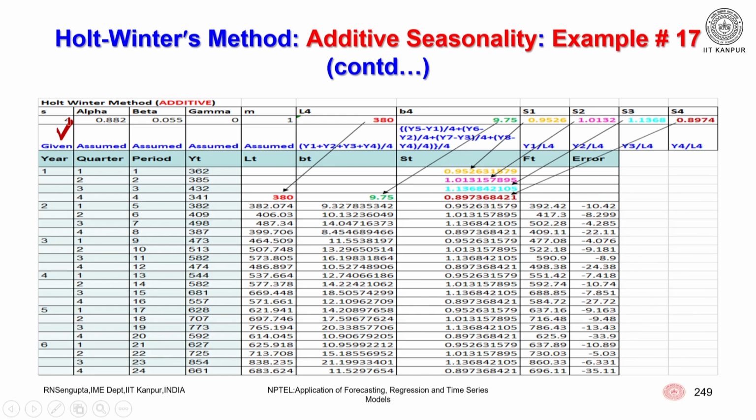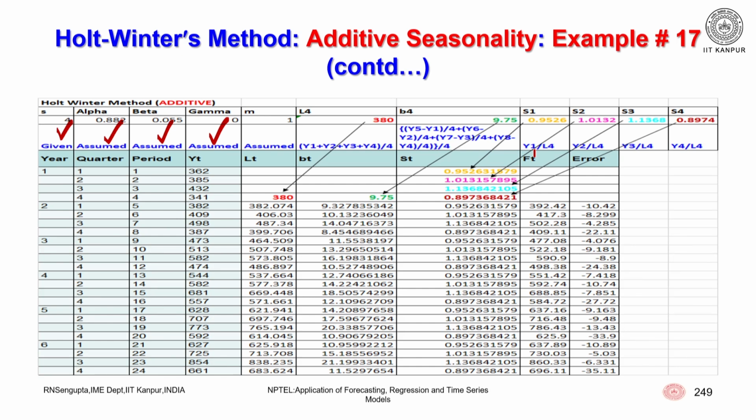Given means from the data; quarters are assumed 1, 2, 3, 4, then period is assumed 1, 2, 3, 4, 5, 6, 7, 8, 9, 10. Yt is basically the actual values. Lt is the level, Bt the trend as the time period, and here are the calculations: y1 plus y2 plus y3 plus y4 divided by 4 is for L4. Similarly, B4 is found out. Similarly, capital S1, capital S2, capital S3, capital S4 are found out, and the formulas are given.